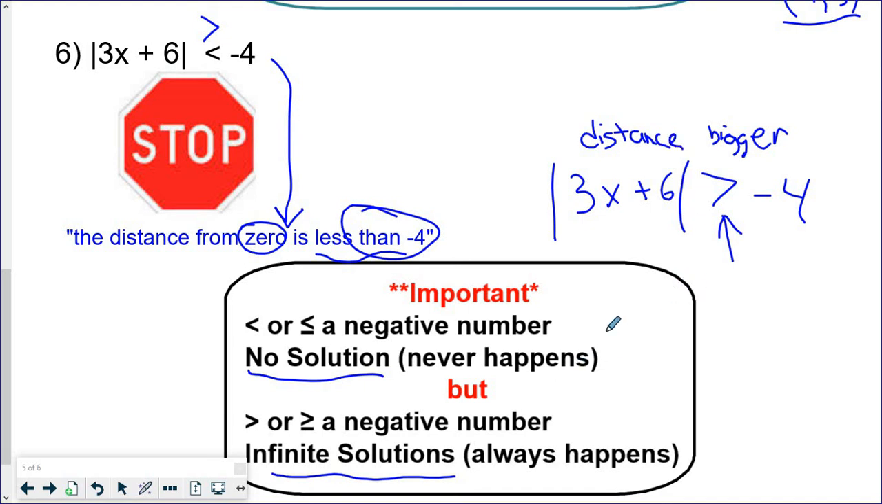So thinking about a number line, this number line would not have any answers on it. There'd be no answers. Where this one would have an infinite amount of solutions. So it's not something that's easy to draw or think about. So it's just better to say infinite solutions.